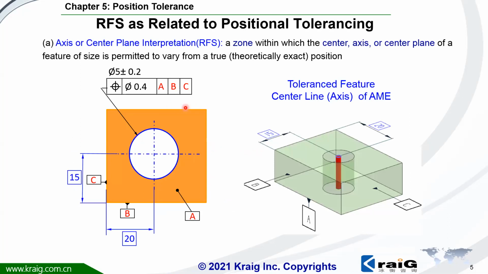Here is the RFS. We call this axis or center plane interpretation because there's no MMC or LMC modifier. This tolerance zone is used to control the axis. In this case, it is the axis of the feature of size of this hole, or it could be used for the center plane if the tolerance feature is a slot or a plate.